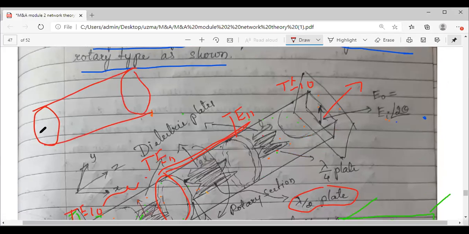I am only drawing the center section. Looking from this end, if you are observing, you will only see this circle. You will not see the lines. Okay, that is very obvious. This is the front view. So if you see this circular waveguide, inside this I have put a lambda by 2 plate like this. Now, what will be its orientation?